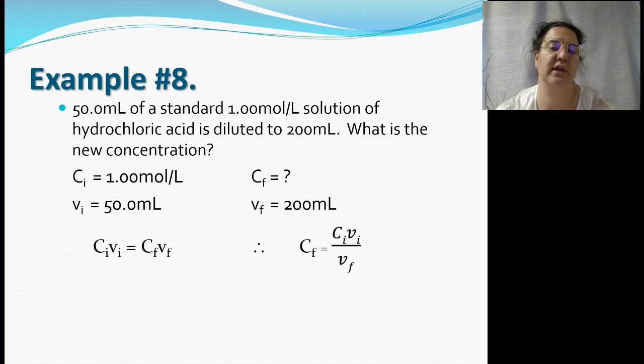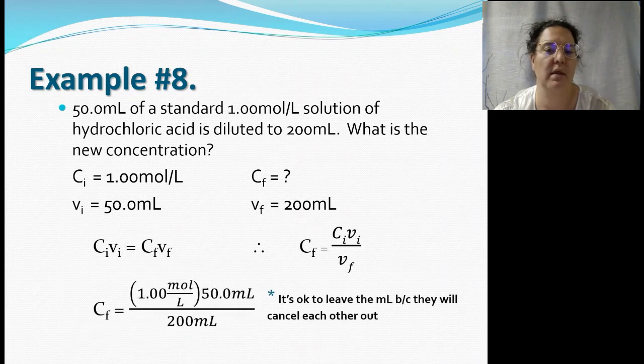So starting with our initial equation, CIVI equals CFVF, we can change that into CF equals CIVI divided by VF, or the final volume. So our 1 mole per liter solution multiplied by 50 milliliters, divided all together by 200 milliliters. And again, it's okay to leave them in milliliters because they're going to cancel each other out. That gives us a final concentration of 0.250 moles per liter.